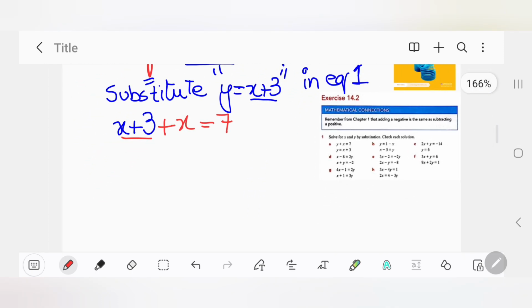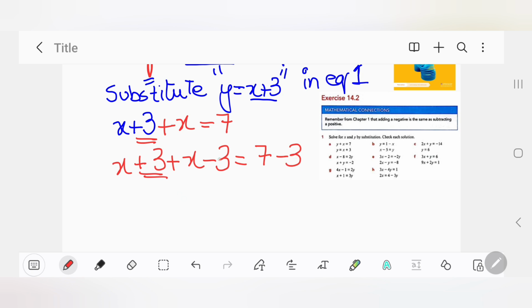Now we are going to add x with x and number with number. For this, my target is first to remove all the numbers from the left side and take them to the right side. So here we can see that there is a plus 3. We will choose the opposite of plus 3, which is minus 3. So I will do minus 3 on both of the sides.